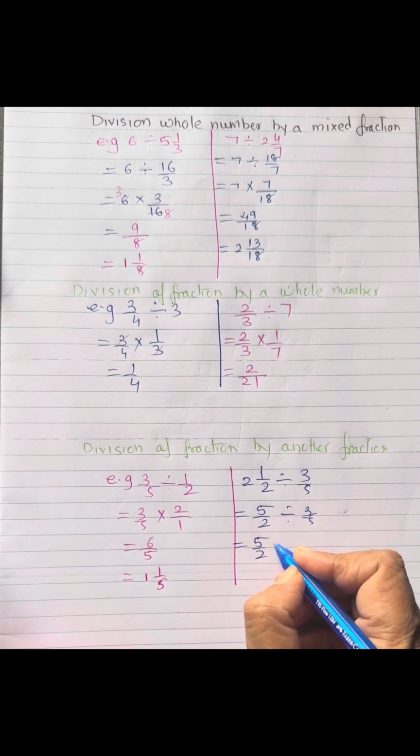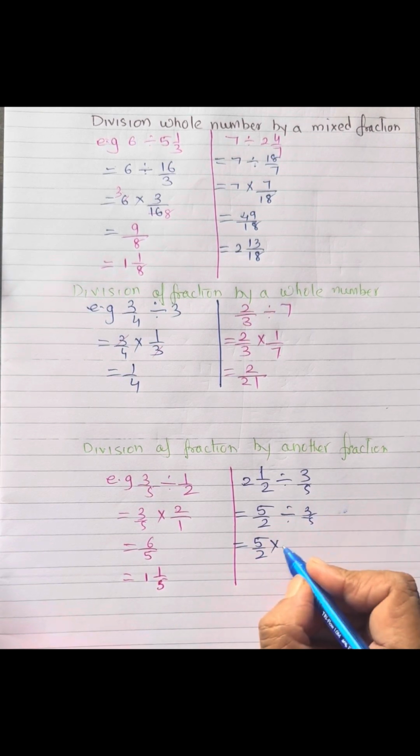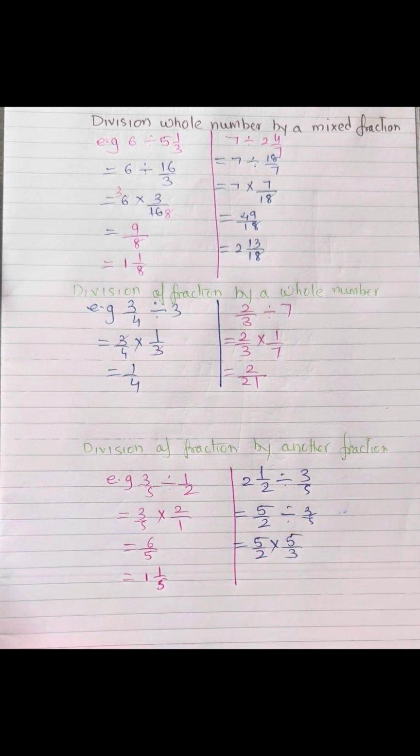Change the division sign into multiplication. 3 upon 5, the reciprocal will be 5 upon 3. Now, no common divisor in numerator and denominator. So 5 5s are 25 upon 6. 2 3s are 6. Right? Write the mixed form. So 6 4s are 24. So 4 will be your whole part. 25 minus 24 is 1 upon 6. Okay.